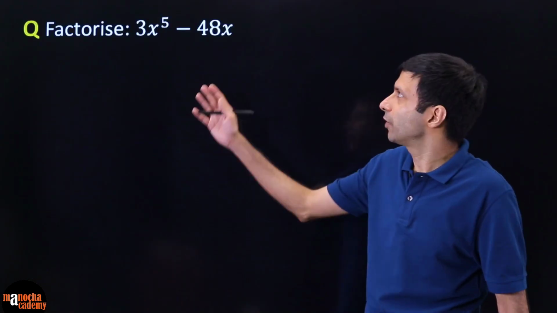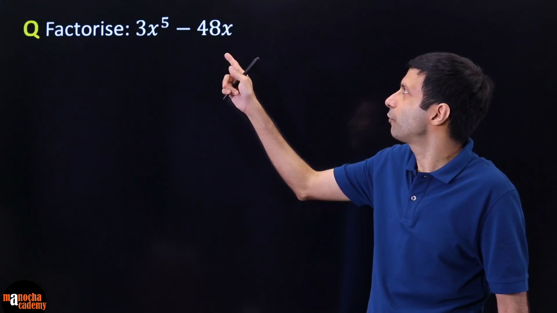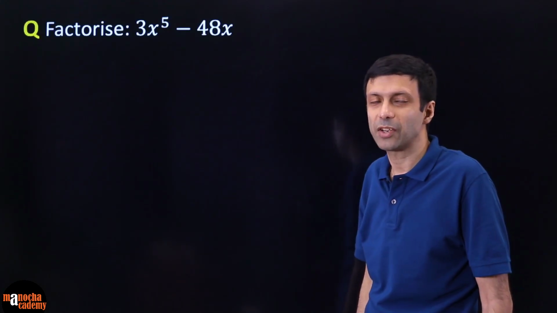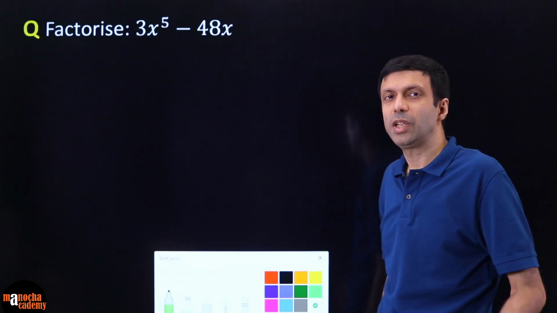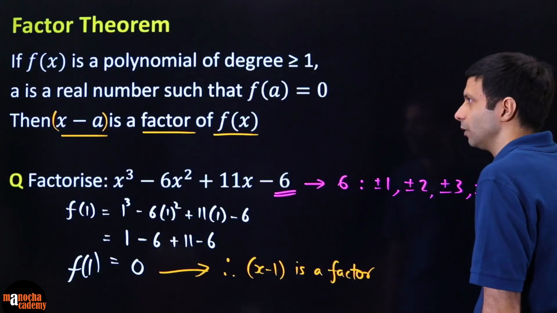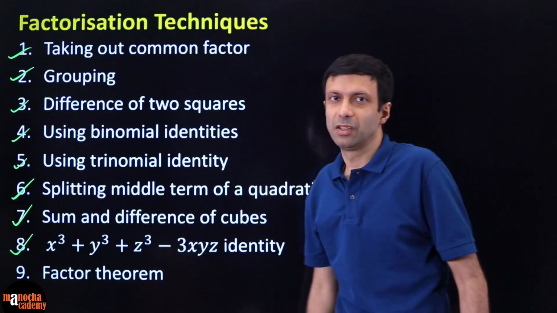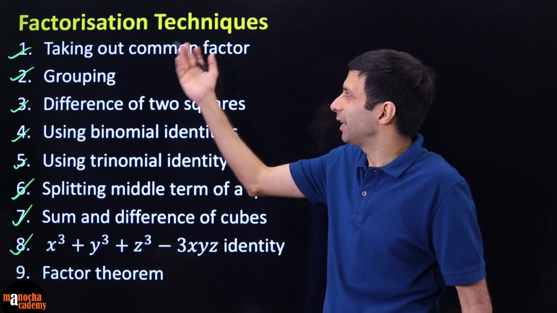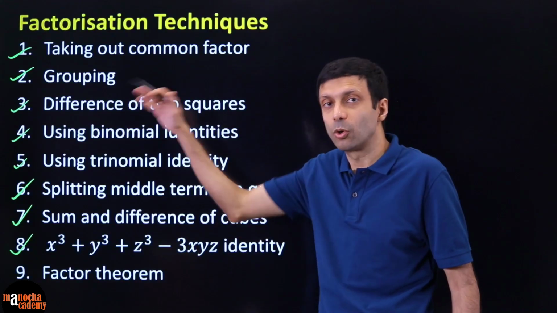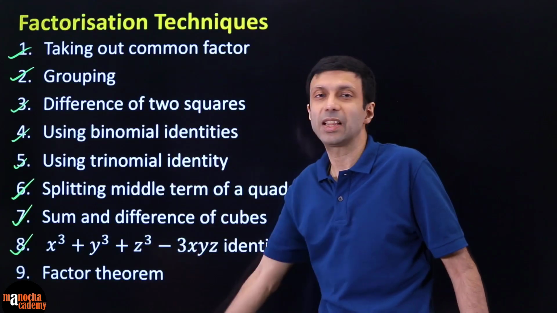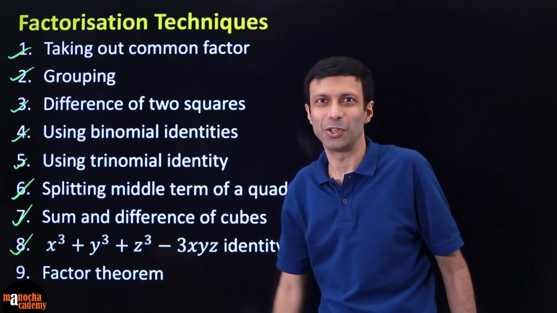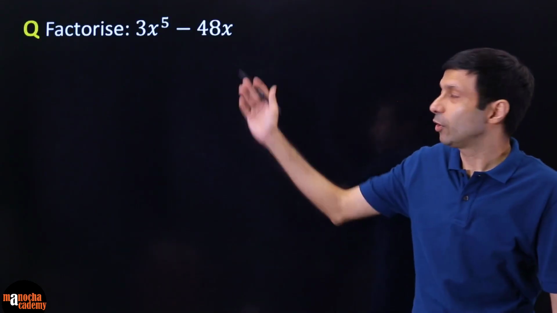Let's try another factorization question. We have 3x to the power 5 minus 48x. Can you guys factorize this for me? See what methods you can use. We have learned so many methods. Always start with the easiest one, like taking out common factors, trying grouping, then go to the identities, and if nothing works, your backup plan is the factor theorem. So let's try to factorize this.